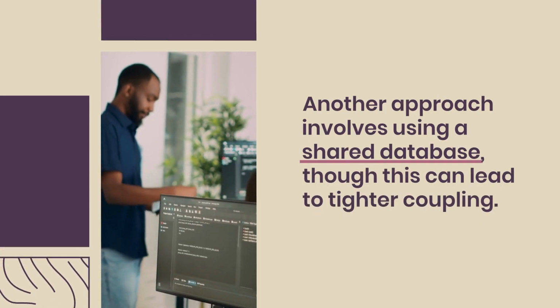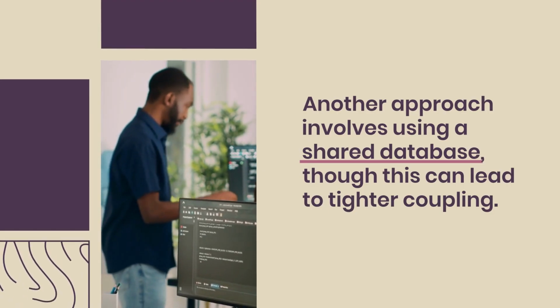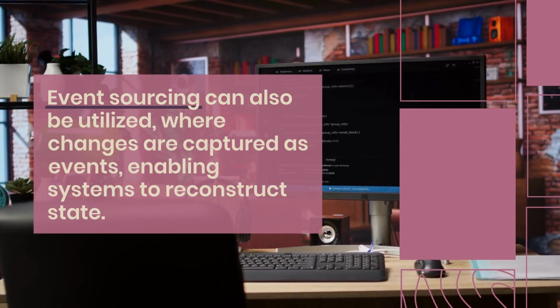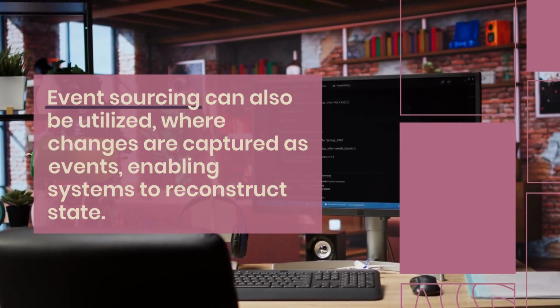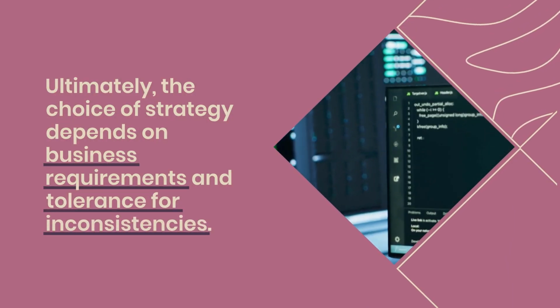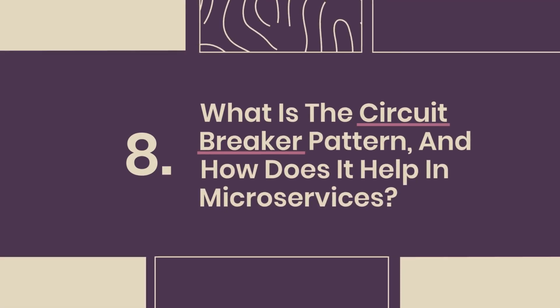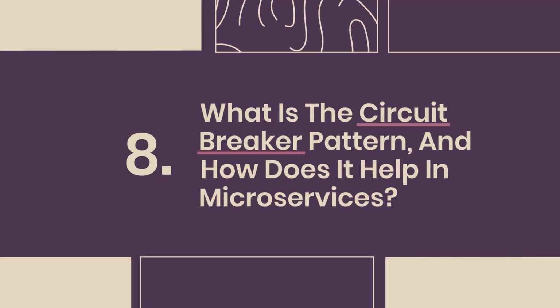Another approach involves using a shared database, though this can lead to tighter coupling. Event sourcing can also be utilized, where changes are captured as events, enabling systems to reconstruct state. Ultimately, the choice of strategy depends on business requirements and tolerance for inconsistencies. 8. What is the circuit breaker pattern, and how does it help in microservices?